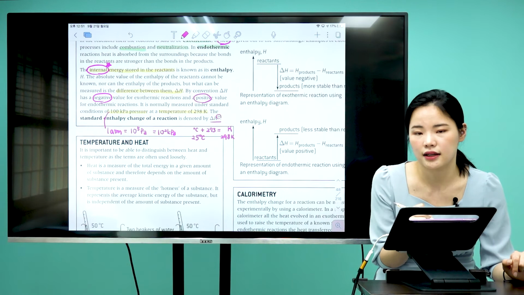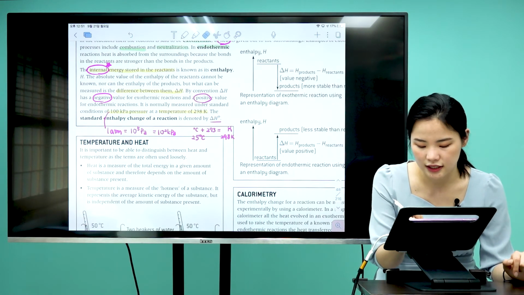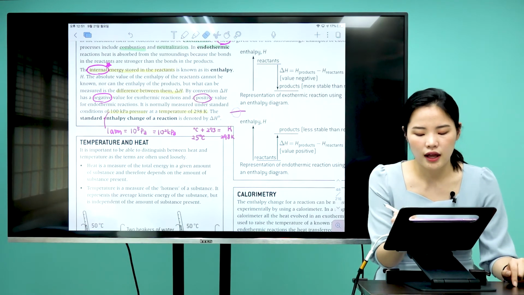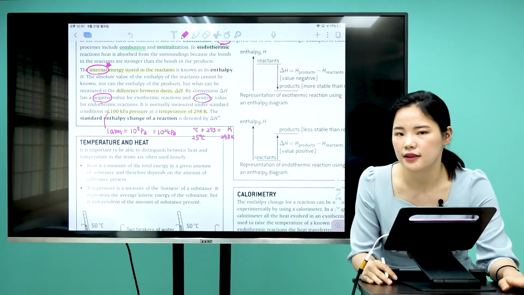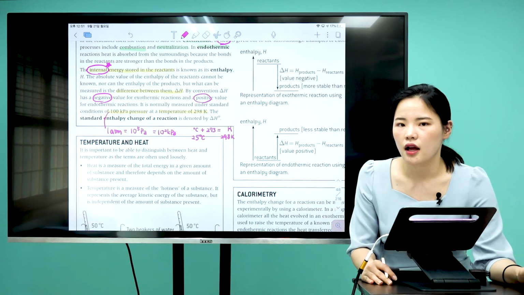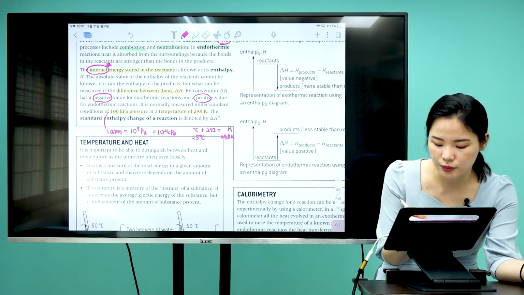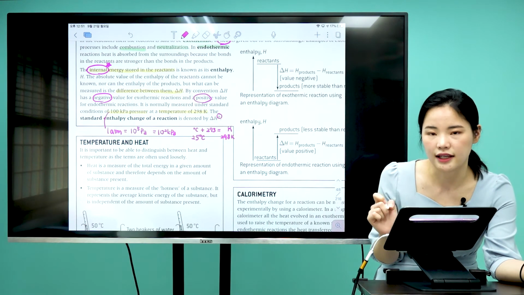H hat. So this hat looks something like this. For any experiment that is carried out under the standard environment, you will put the delta H hat here.